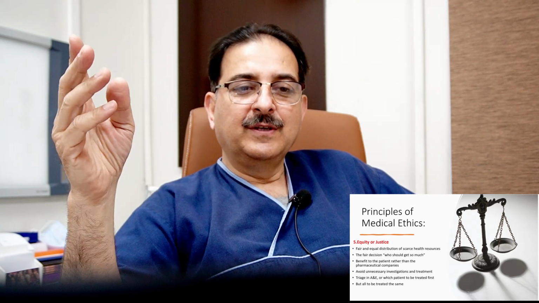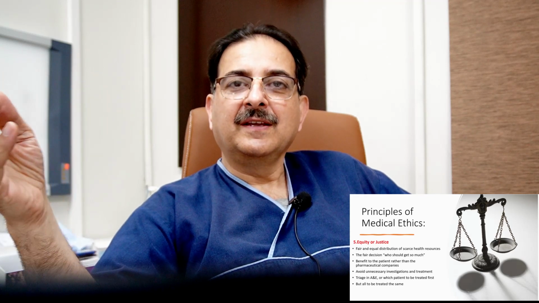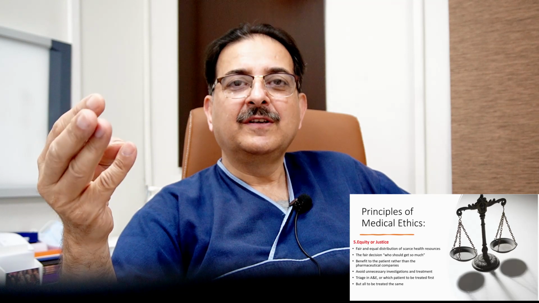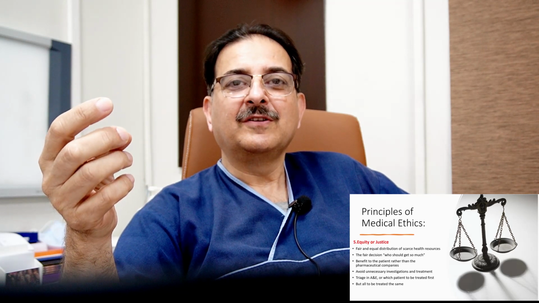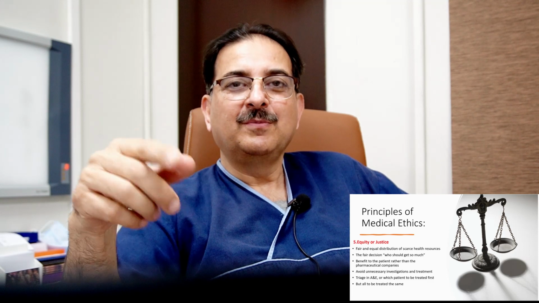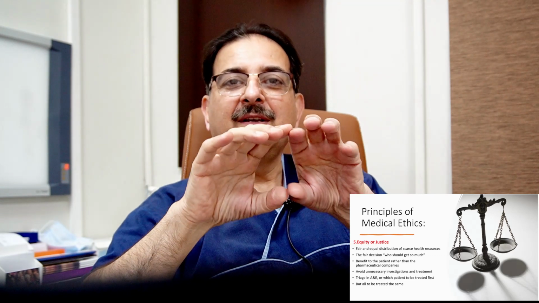I'll just describe a few examples. Fair and equal distribution of scarce health resources. Like in our setting, the free medicine for the patient, say like free transplant medicine. There are 100 people and the medicine is only for 5 patients. What will you do? You ethically look around who is a deserving patient, who is a poor patient who cannot afford the treatment, and give the treatment to them. The fair decision: who should get the treatment first, who should be first on the waiting list, who should be admitted, who gets the priority for admission. Whatever you do should be according to some values, some justice, some equality.